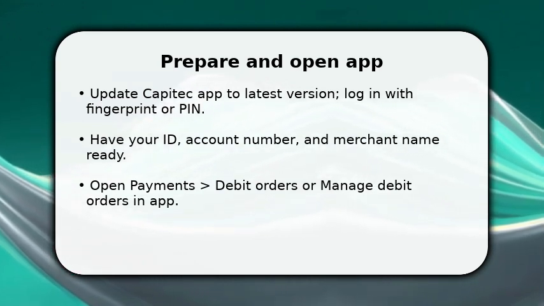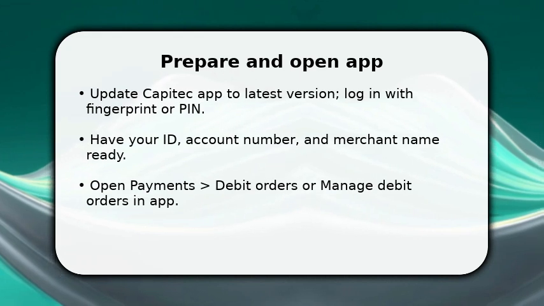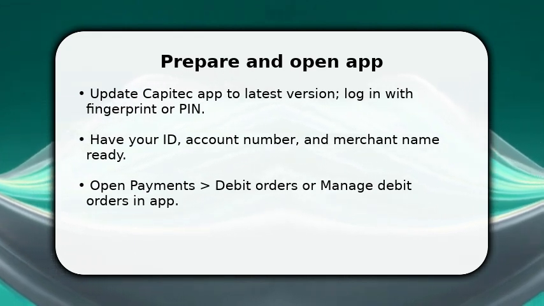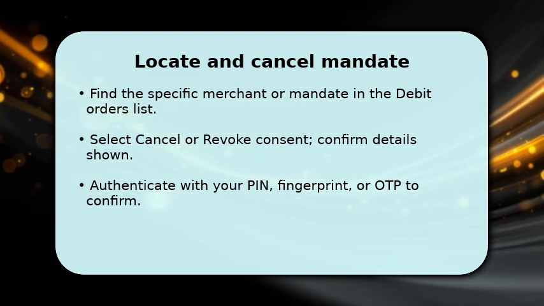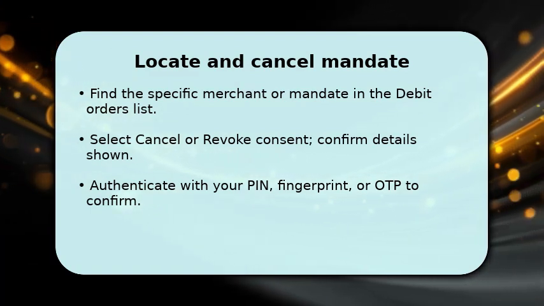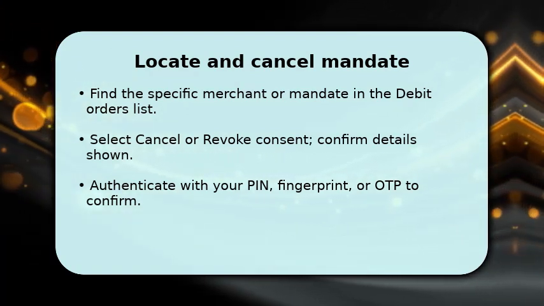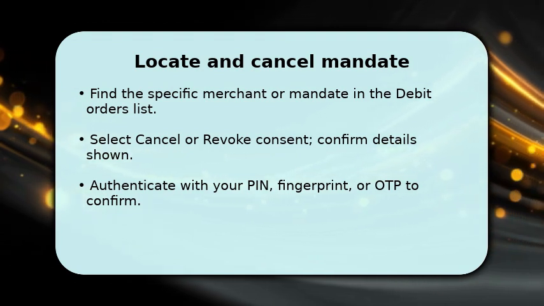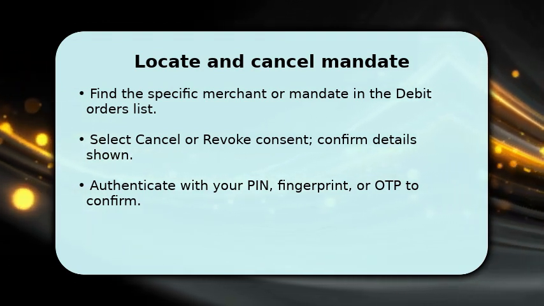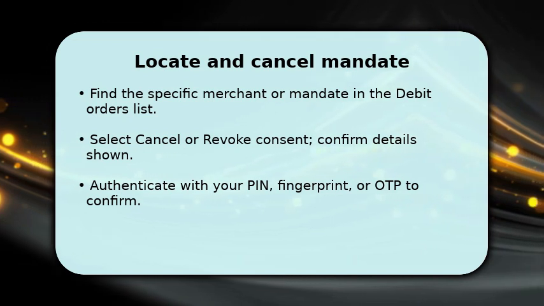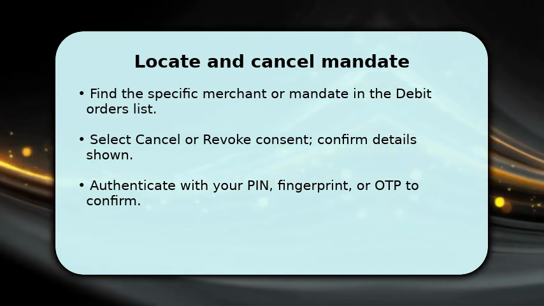Once you locate the merchant mandate, select it and choose Cancel or Revoke Consent so the bank knows you withdraw authorization. Make sure the merchant name and next debit amount match what you expect, and then confirm. The app will ask you to authenticate. Use PIN, fingerprint, or the one-time code to complete the revocation and stop future debits.